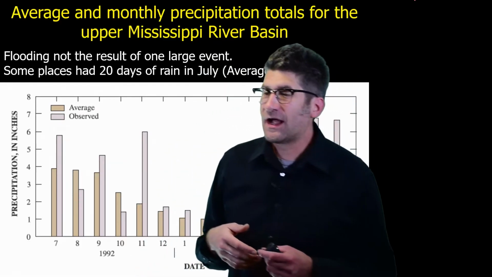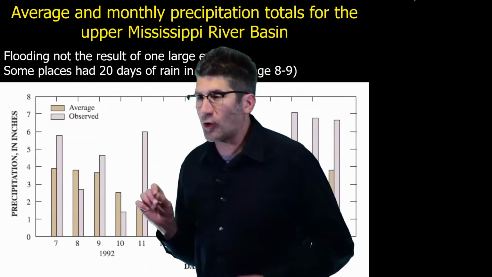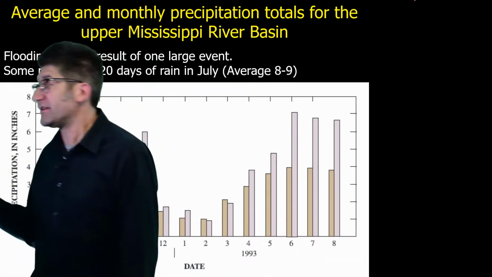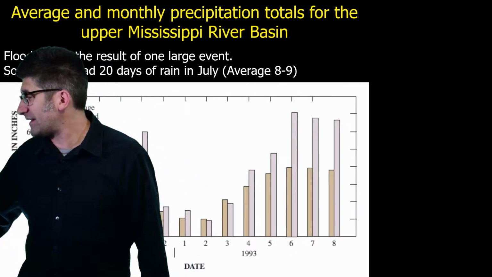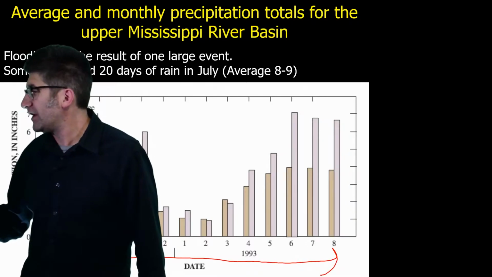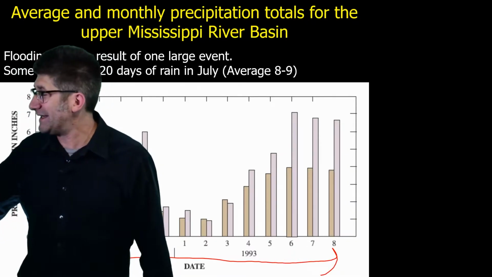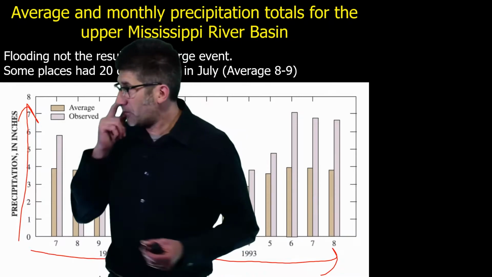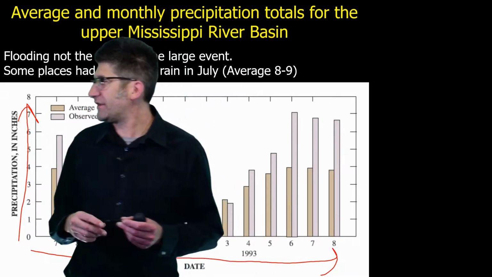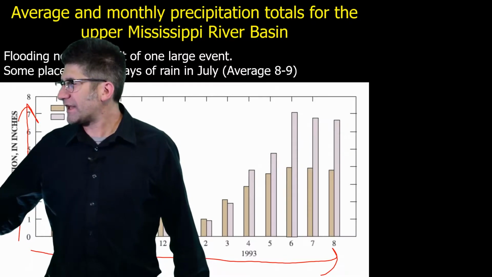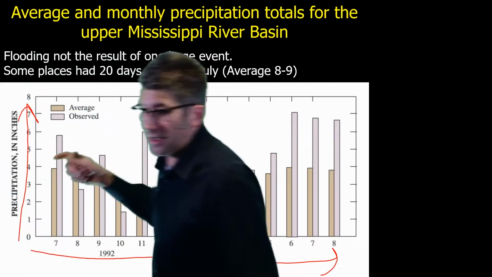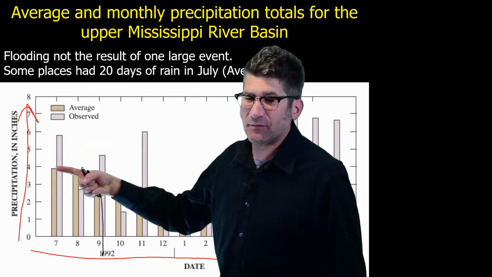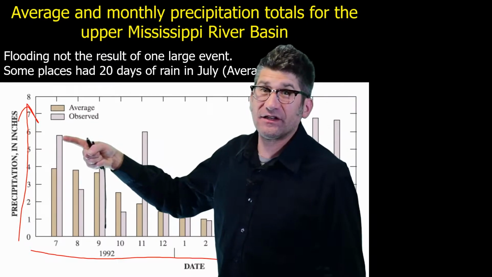Let's look at how abnormal things were back in that 1993 river flood. What we're looking at here on our x-axis is time, starting in 1992 and going up to 1993. And we're looking at precipitation amount in inches on that y-axis. So this is the amount of precipitation in the upper Mississippi River basin. What we're looking at are two bars here. We're looking at these brown bars, which are the average amounts we expect in any given month, and then what was observed in this 1992-93 year.